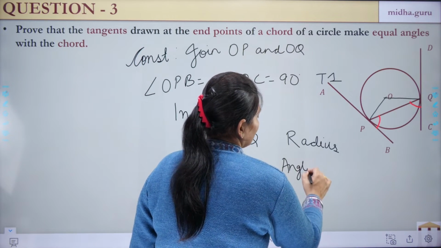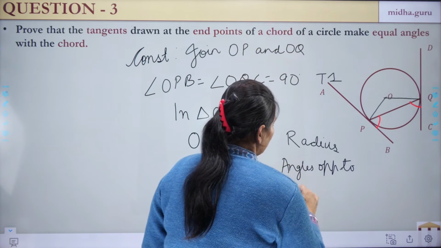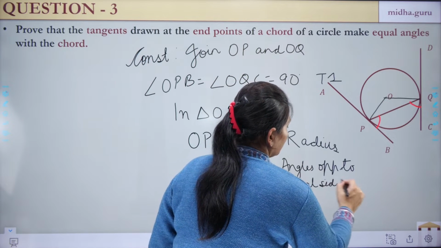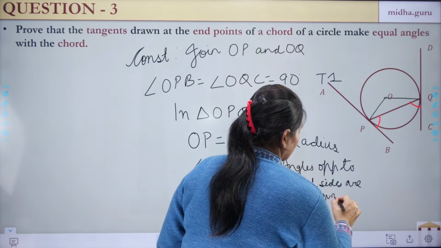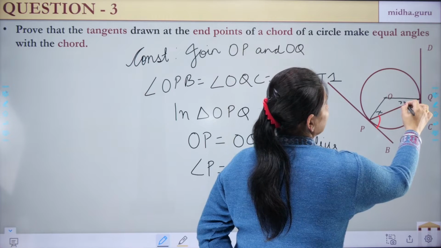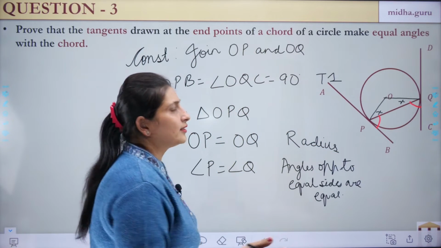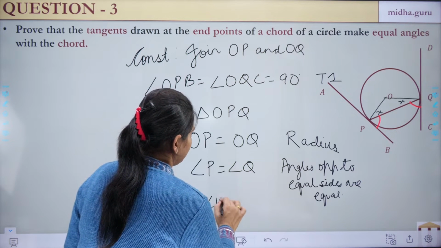Angles opposite to equal sides are equal. Now again, we'll take these angles as x. Suppose if I take these angles as x. Let angle OPQ is equal to angle OQP is equal to x. I'll just write that down.